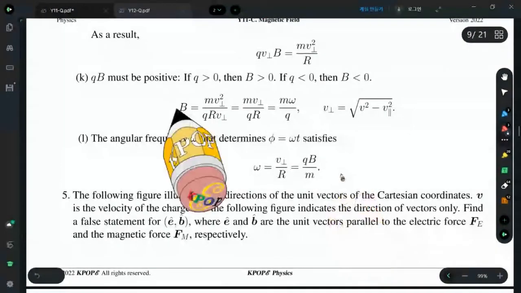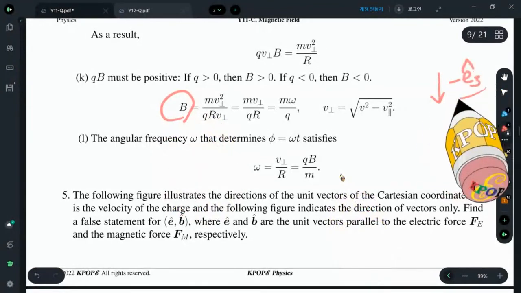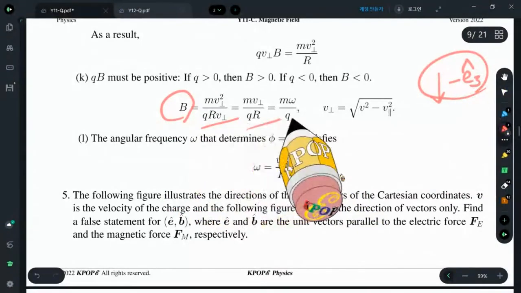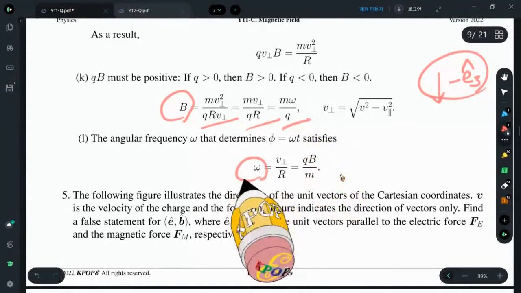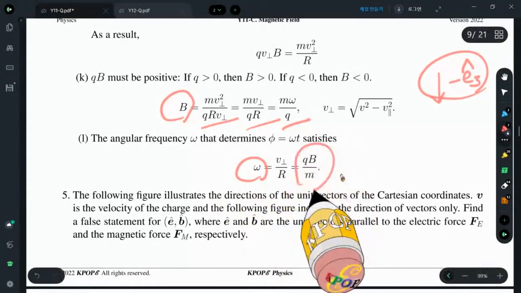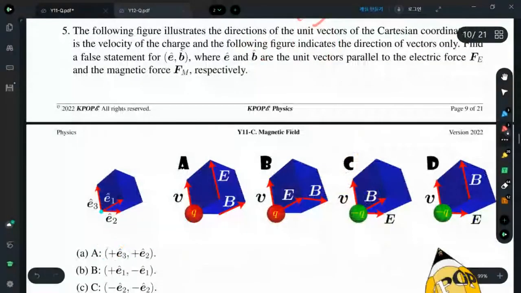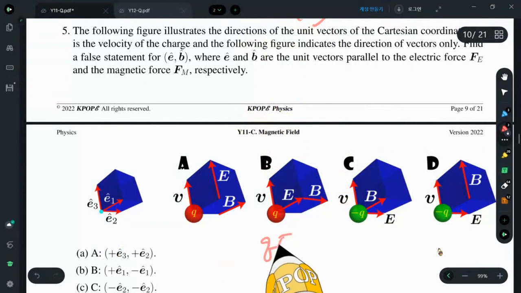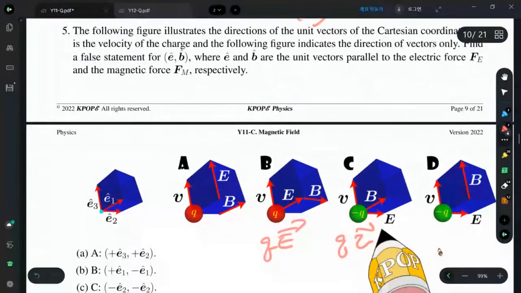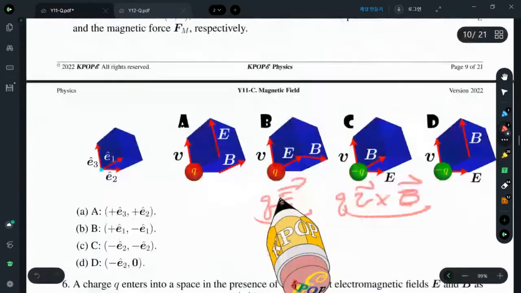All right, if I substitute this value into the magnetic field, then I have this relation. From this, we can determine the magnetic field that is along the minus E3 direction. The magnitude is determined like that. From this, I can also determine the frequency in such a manner. Next, it is a trivial problem: electric field QE and QV cross B, the magnetic force, electric force. Just train by yourself.